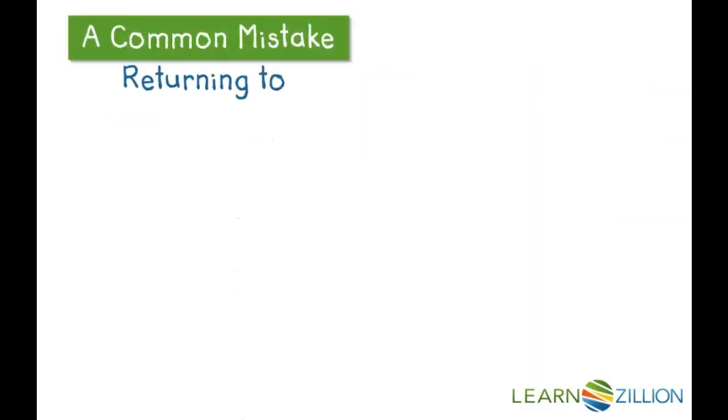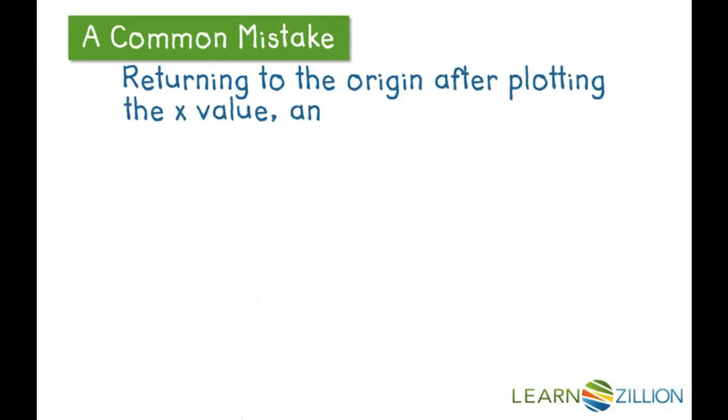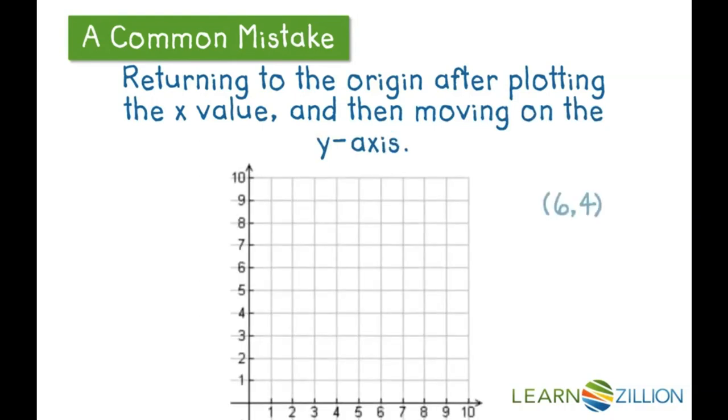A second common mistake that I've seen people make is that they return to the origin after plotting the x value, and then they plot a second point for the y value. So for (6, 4), they plot a point at 6 and then return to the origin and plot a point at 4 on the y-axis, which is incorrect.